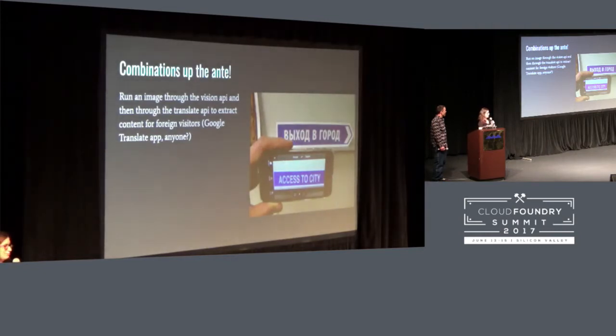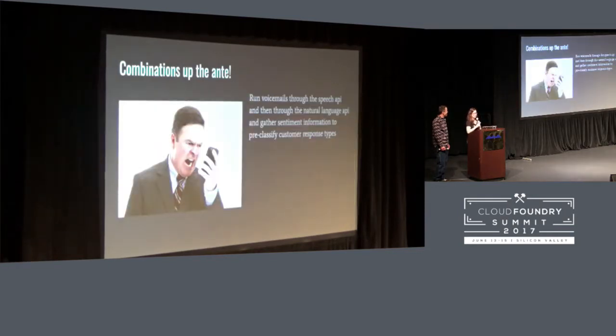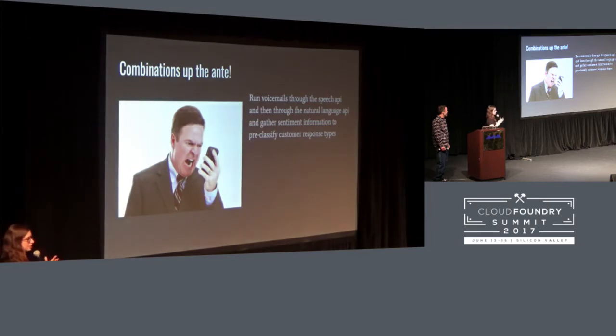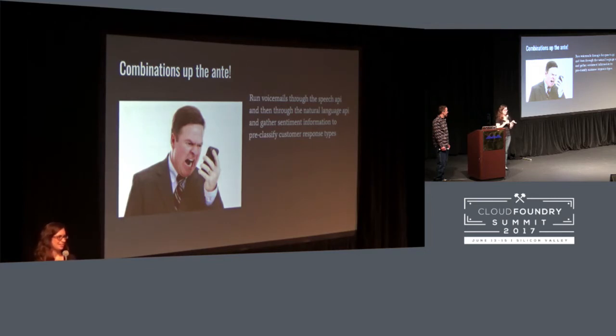So obviously each of these APIs are really cool on their own, but combinations are where the true power shines through. So for example, running an image through the Vision API to get the text out, and then running the text through the Translate API, I'm pretty sure is how the Google Translate app works. Or maybe you could run customer voicemails through the speech API and then through the natural language API to gather a general sentiment on, is this customer happy and we can just record their kudos, or does this guy need a call back from somebody who's very patient and willing to help him out?